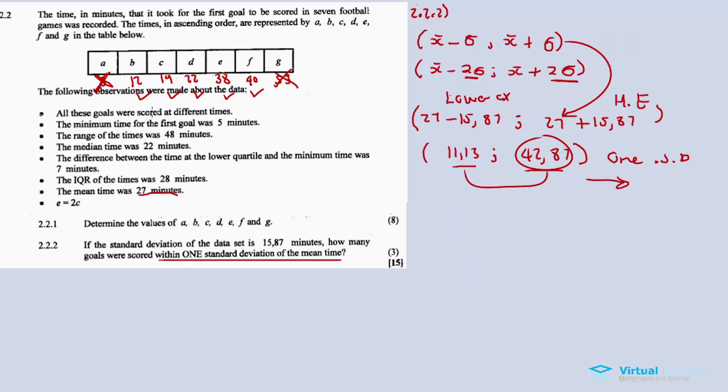So I think my goals within the 1 standard deviation are 1, 2, 3, 4, 5. So it's 5 goals. 5 goals were scored within 1 standard deviation. So this is how you answer such questions aloud. For the second standard deviation, you use this formula, and then we check which goals are within that range. So yeah, question 2 is done here.